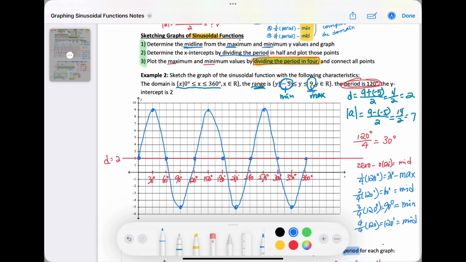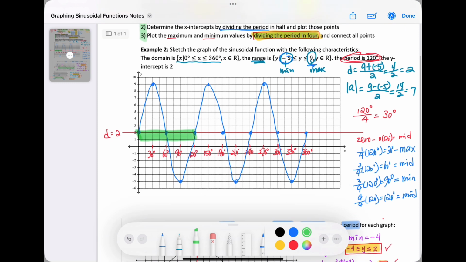Now, seeing is believing. If I look at my period starting from the midpoint to the midpoint, the midline, you can see that my period is exactly 120. That is amazing. Beautifully done.